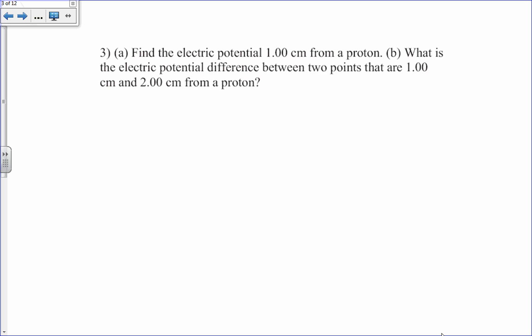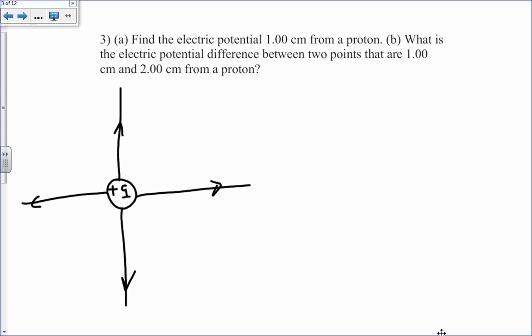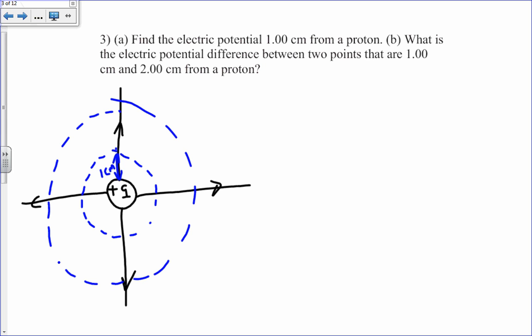Find the electric potential 1 centimeter from a proton. What is the electric potential difference between 2 points that are 1 and 2 centimeters from the proton? All right, so this is my proton. These are my electric field lines. I want to know what is the electric potential at 1 centimeter. So what is this equal potential line right here, if this distance is 1 centimeter, and then likewise at 2 centimeters, what is it?